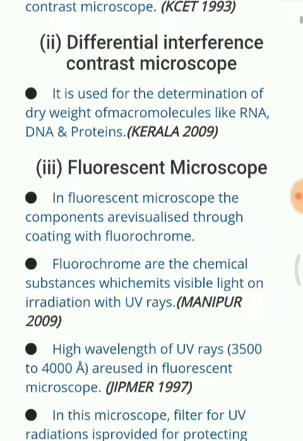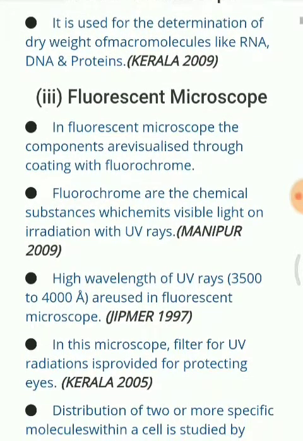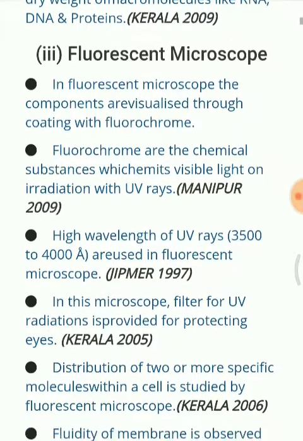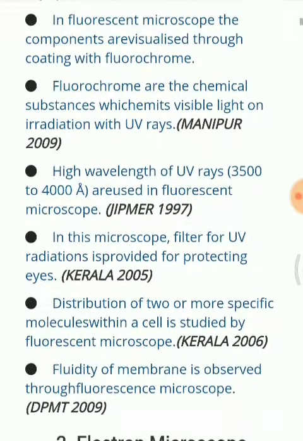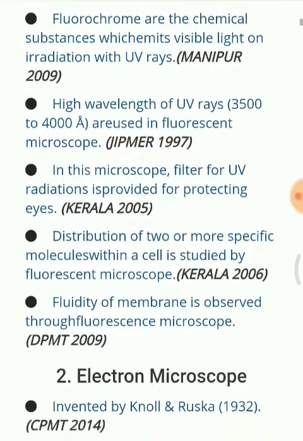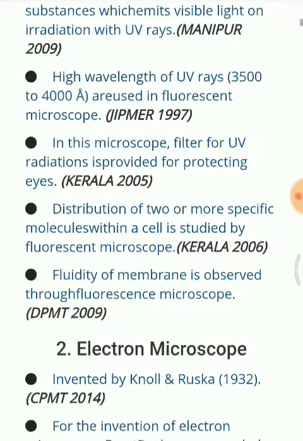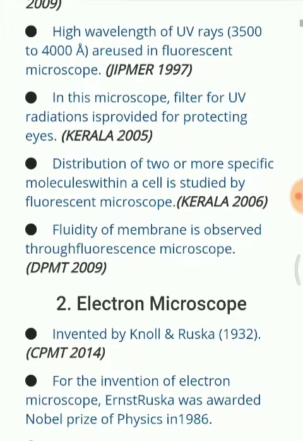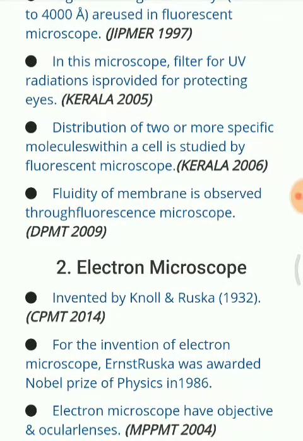Fluorescent microscope. In a fluorescent microscope, the components are visualized through coating with fluorochrome. Fluorochromes are chemical substances which emit visible light on irradiation with UV rays. Short wavelength UV rays are used in the fluorescence microscope. In this microscope, a filter for UV radiation is provided for protecting the eyes. The distribution of two or more specific molecules within a cell is studied by the fluorescent microscope. The fluidity of membrane is observed through the fluorescence microscope.